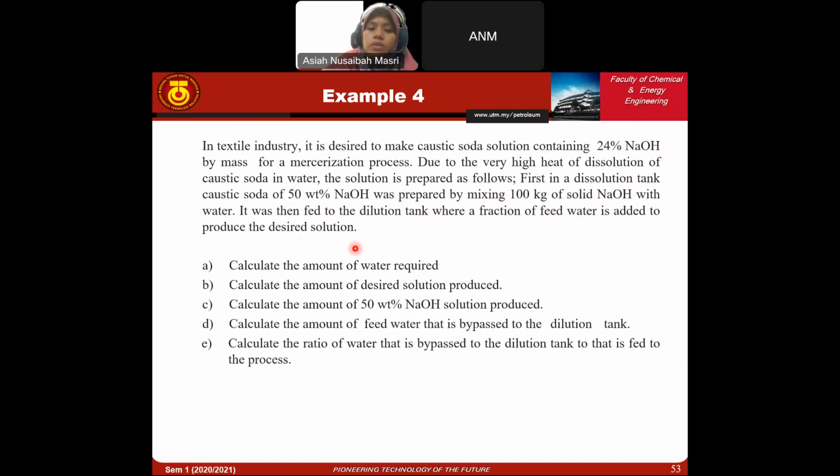What does the question want? First, calculate the amount of water required. How much water is required? B, calculate the amount of desired solution produced.